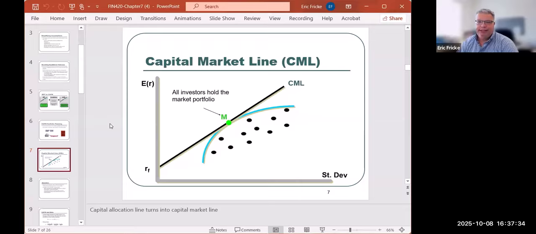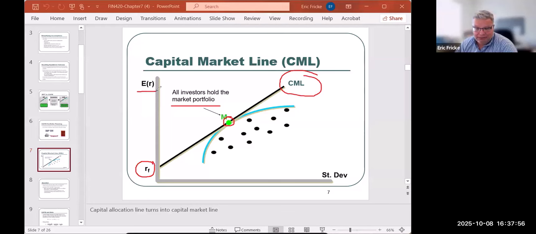And here is the net result of the CAPM. What used to be the capital allocation line is now called the capital market line. And this optimal risky portfolio is basically the market portfolio. We've got the risk-free asset, just like before in this chart. We've got the returns on the vertical axis, and we've got risk on the horizontal axis.